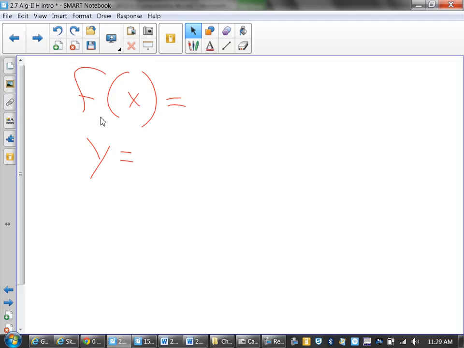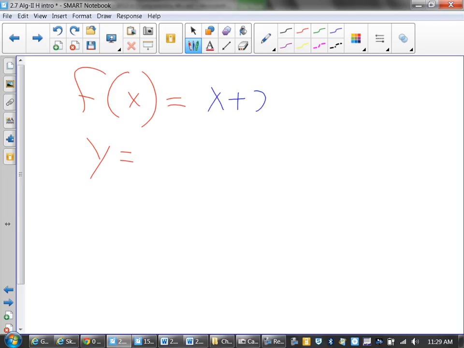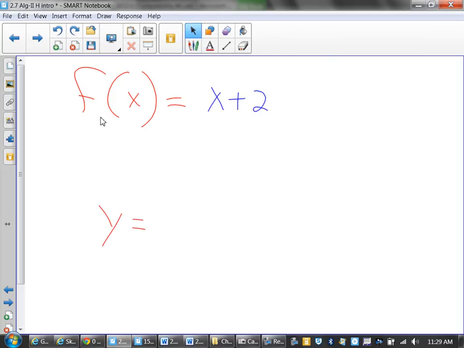So what I want to do here today is go over with you guys what function notation looks like and how to use your calculator to create some tables and stuff like that. And then we're going to use the actual substitutions. So what I'm going to do here is give you a real easy equation. F of x equals x plus 2. And what I want you to think of is that that means the exact same thing as y equals x plus 2. So let's go to our calculators.